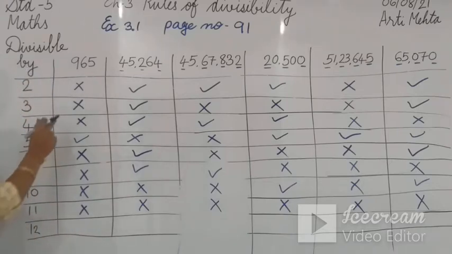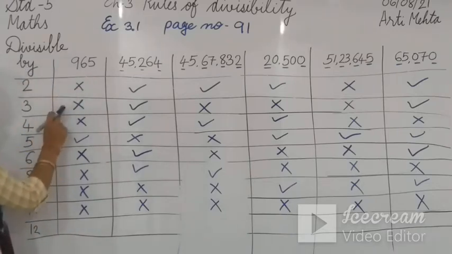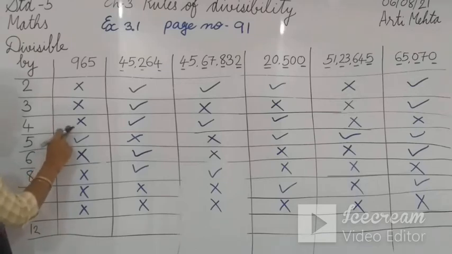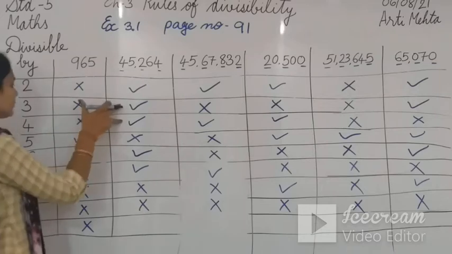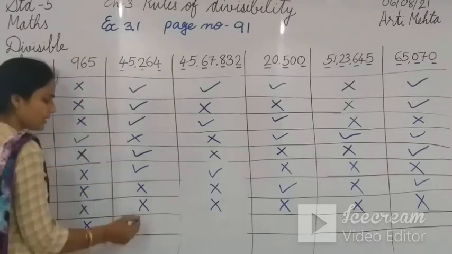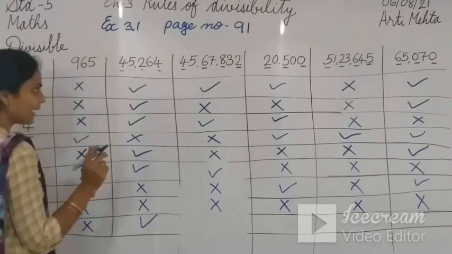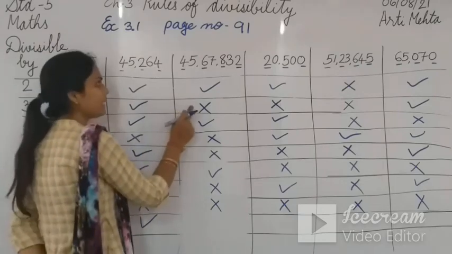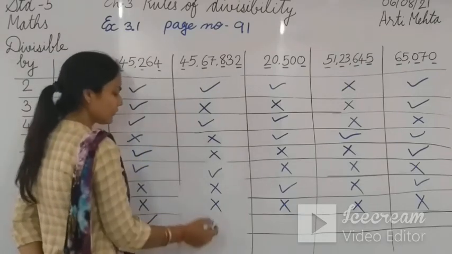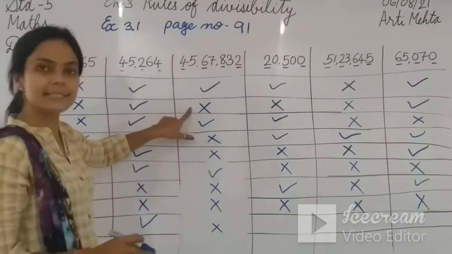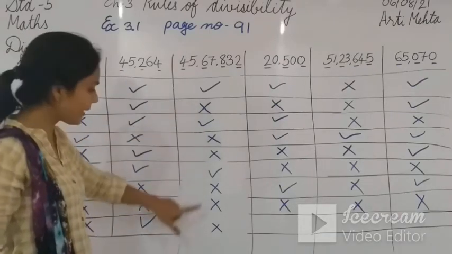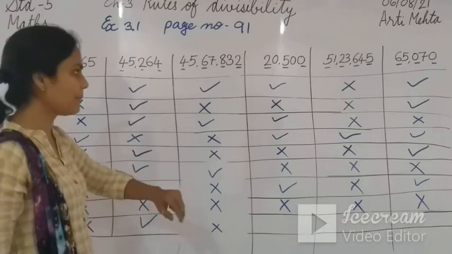Okay, now here, if the number is not divisible by both 3 and 4, then it will not be divisible by 12. Here the number is divisible by both 3 and 4, so it is divisible by 12. Here the number is not divisible by 3, so it is not divisible by 12. It is divisible by 4 but not by 3. That's why this number is not divisible by 12.